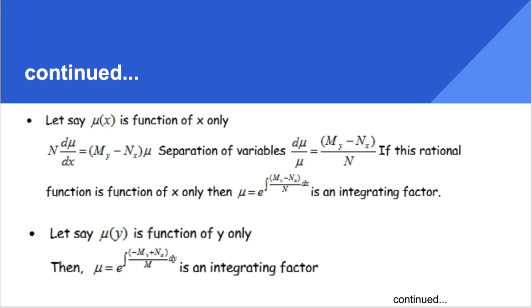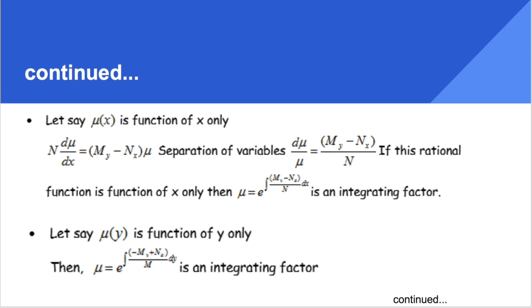First, let's say mu is a function of x only. Then N times d mu dx equals My minus Nx times mu. Using separation of variables, move mu to the left side and dx to the right, we have d mu over mu equals My minus Nx over N. If this rational function is a function of x only, then mu is equal to e to the power of the integral of My minus Nx over N dx.